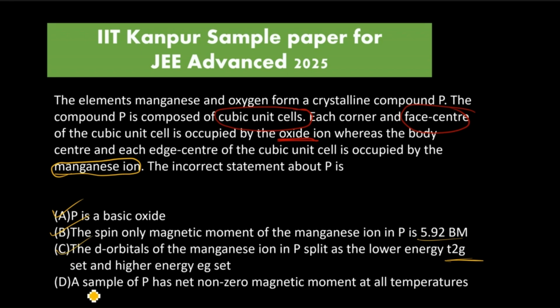What about statement D? A sample of P has net non-zero magnetic moment at all temperatures. All temperatures they are mentioning. Is it true? MnO is an antiferromagnetic material. It is a paramagnetic antiferromagnetic material. At low temperatures, I mean below the Néel temperature, the spins of adjacent Mn2+ ions align antiparallel to each other, resulting in zero net magnetic moment. But not at all temperatures. They just had to mention below the Néel temperature, which makes this an incorrect statement. So it becomes the right answer to this question.